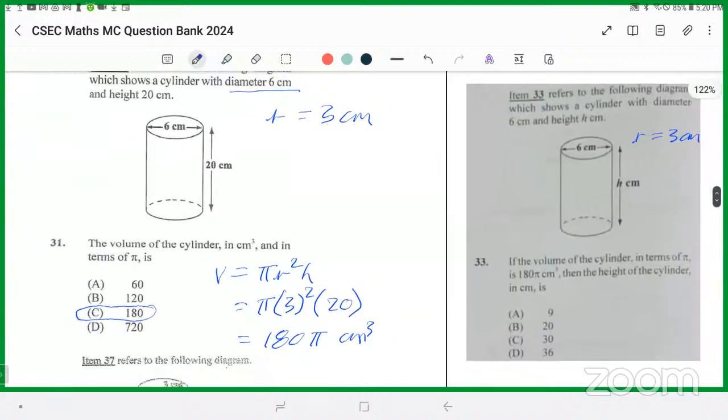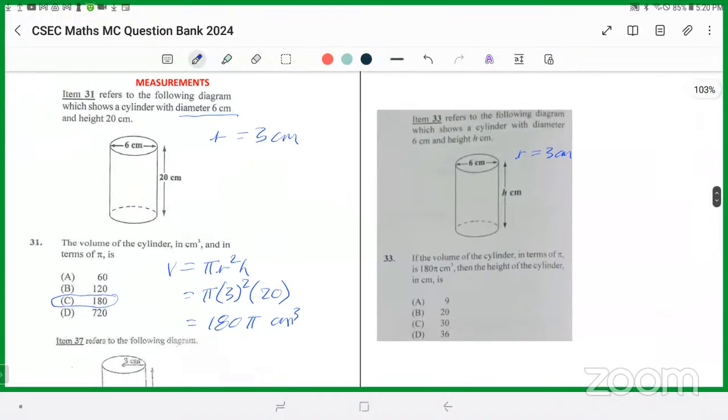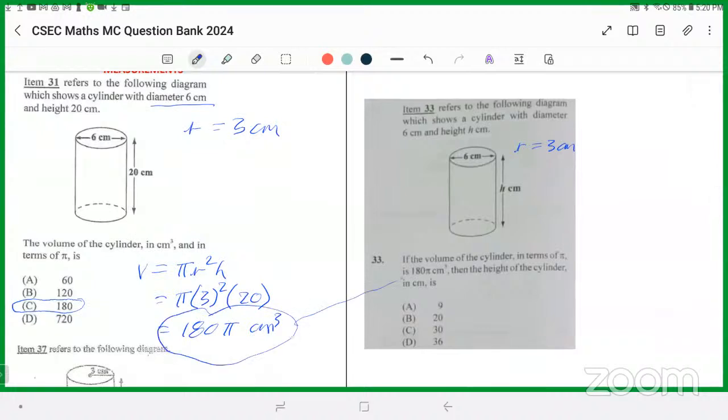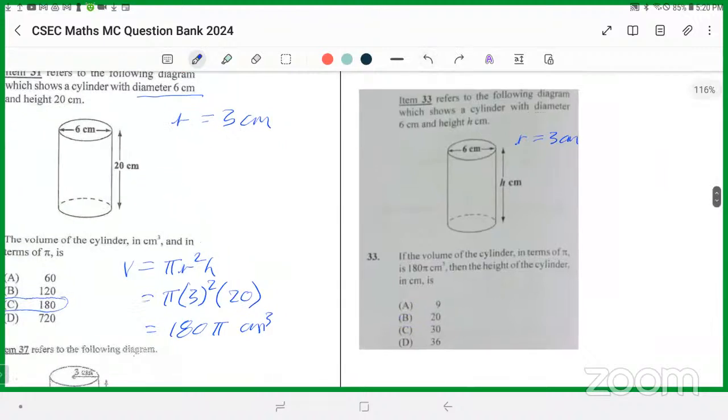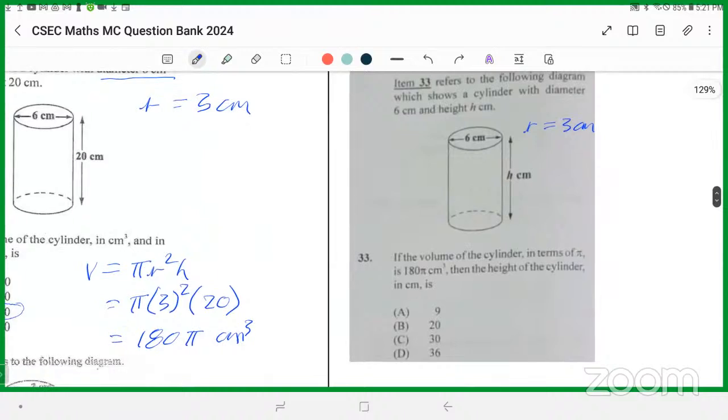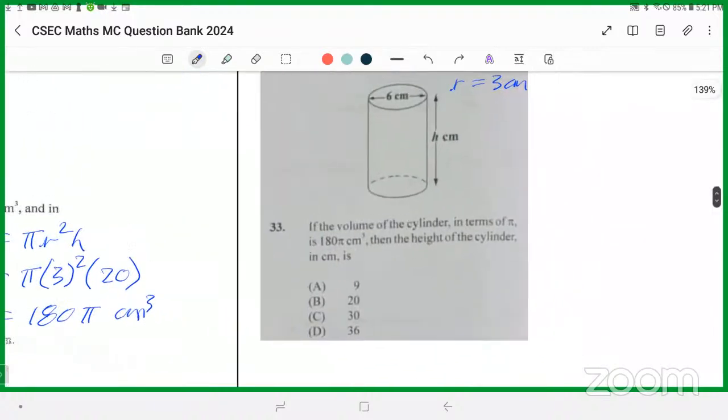Let's look at this question, what the difference is. In this question, they gave us the 180 as a part of the question. All right, and that's what they've been doing these days. They give us the same question and interchange values in the question. This time, I guess they want us to find the height, which is now this 20 down here. It says if the volume of the cylinder is 180 pi, in terms of pi, then the height of the cylinder is what? So you see, basically they interchange the information, what they ask with what they gave us.